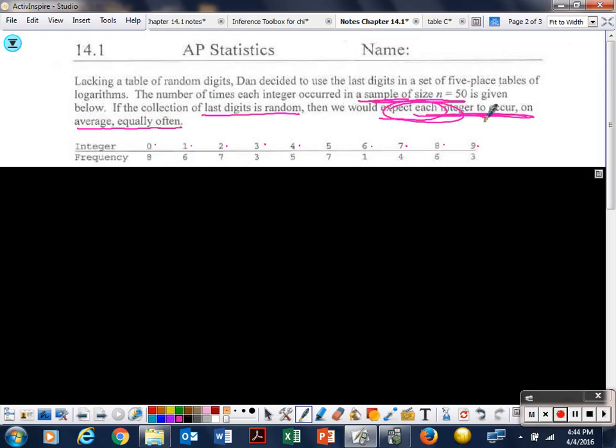Now, think about this. There are 10 digits. If it's truly random, each digit should occur 10% of the time. Each number, if it's truly random, should occur 10% of the time. Now, don't get this mixed up. This is frequency. That's how many times the digit showed up. And they took a sample size of 50 digits.